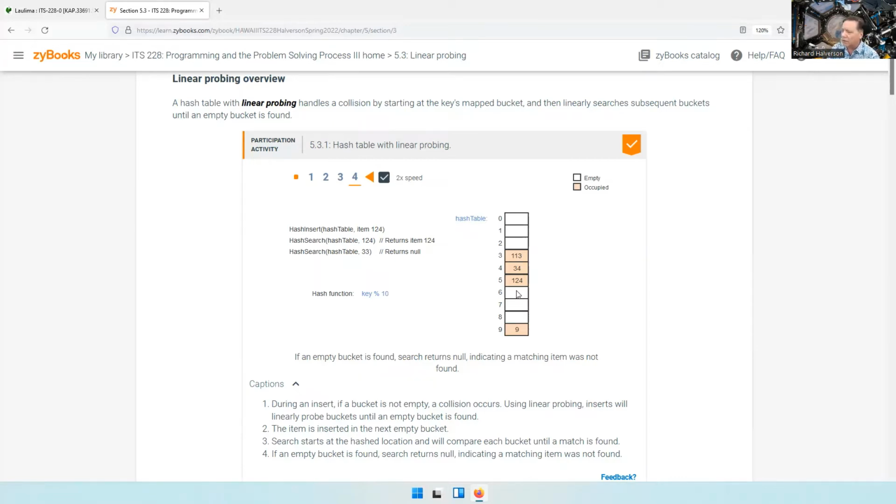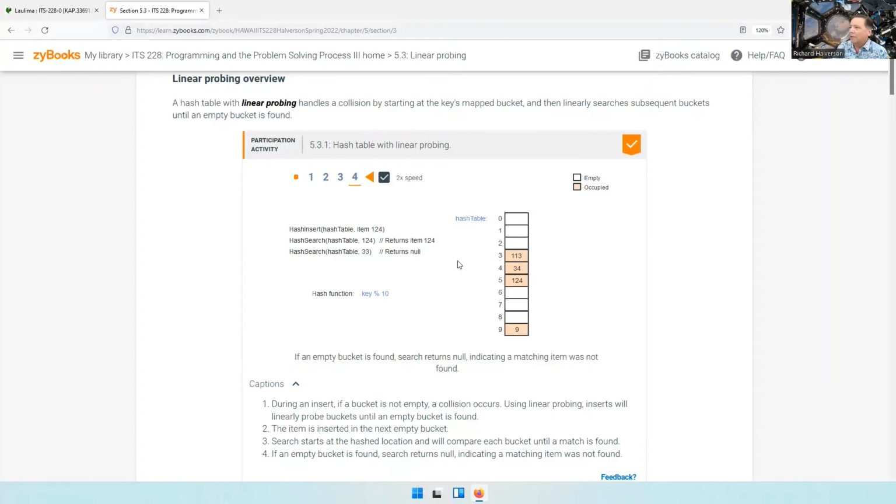Well, it's possible that the 6 could have been empty because, say, 64 was inserted, and that would be down here. And then if 33 were inserted, that would be down at 7. And then if 64 were removed, this would be empty. And so we'd have 6 being empty, and we're looking for 33, and 33 is actually at 7, but we only searched to 6.